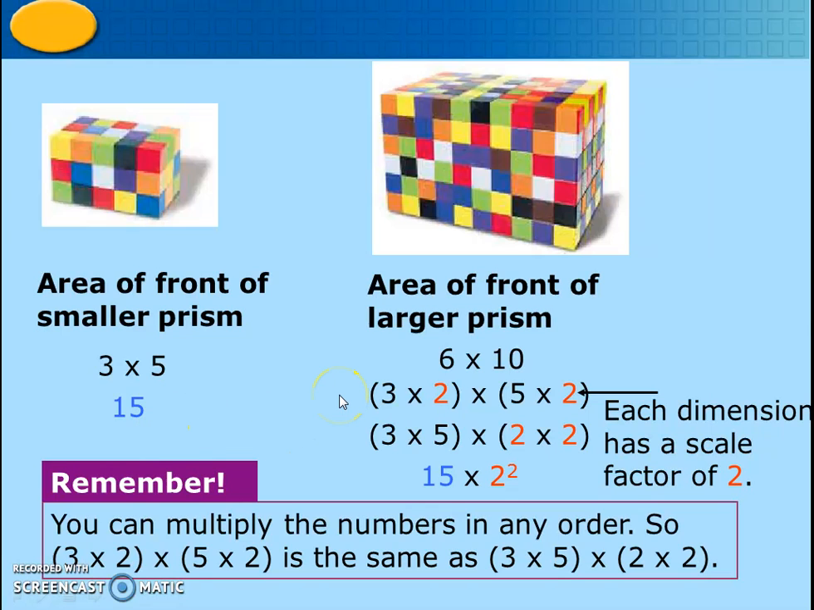And remember, you can multiply in any order, so if we rearrange this, we can go 3 times 5, which is our area of the smaller prism, times 2 times 2, which is 2 squared, which then gets us to 15 times 2 squared. So that's how we get to the whole timesing by the scale factor squared.